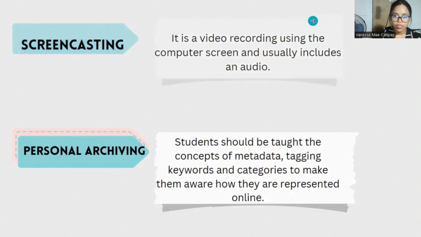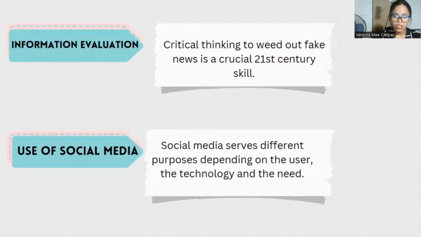Next is information evaluation. This is critical thinking to weed out fake news, which is crucial in the 21st century. It is an important part of the digital literacy process. It is to evaluate digital content to ensure it is meaningful. Look at information critically to determine its relevance, suitability, and reliability.